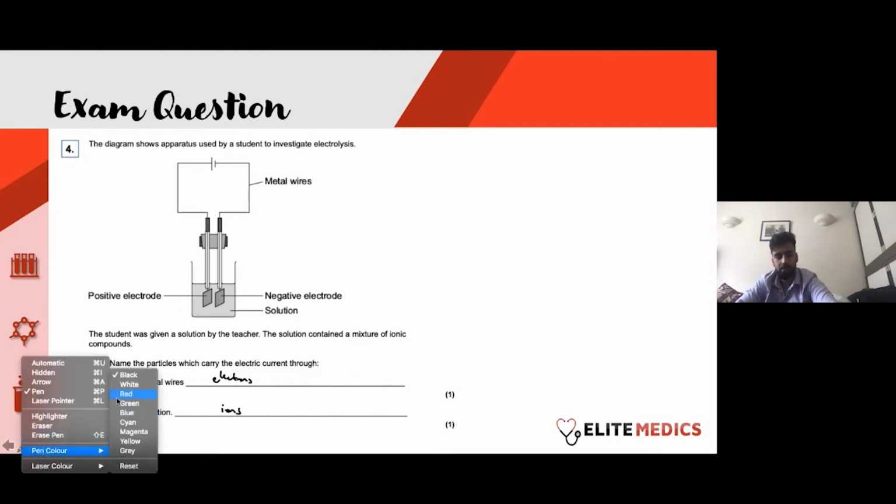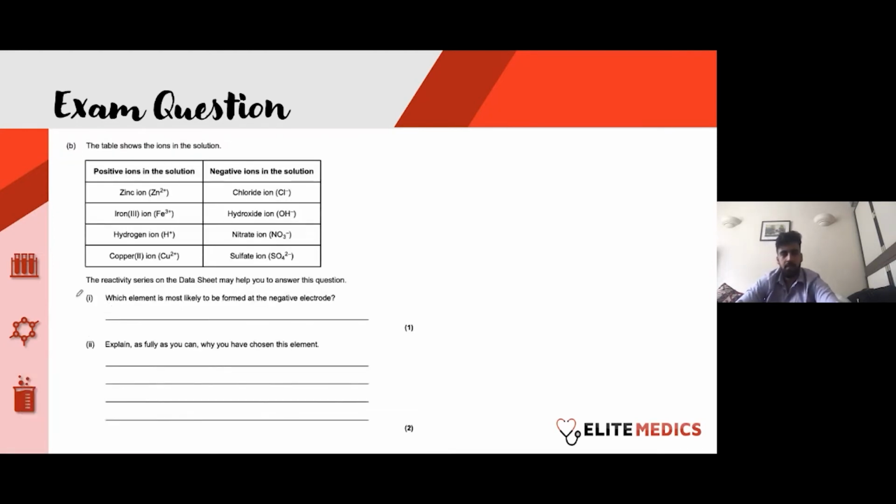Let me use a red pen so it stands out. Right, then, which element is most likely to be formed at the negative electrode? At the negative electrode, we're dealing with positive ions, aren't we? Now, it's all about which is the least reactive metal ion. The least reactive ion is going to get attracted to the cathode. So which one is the least reactive? If you look at the reactivity series, you'll see that copper is the least reactive, and hence copper will be formed at the cathode.